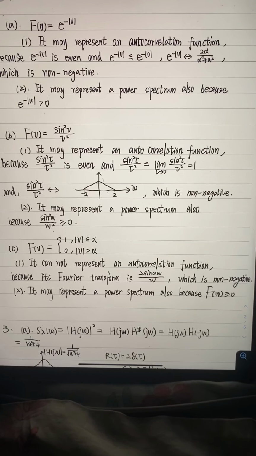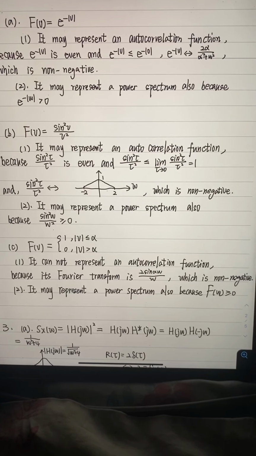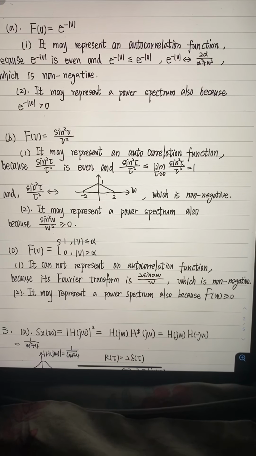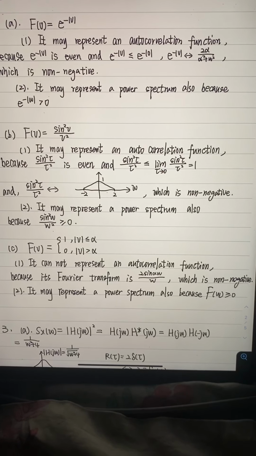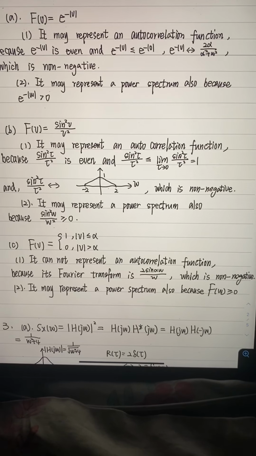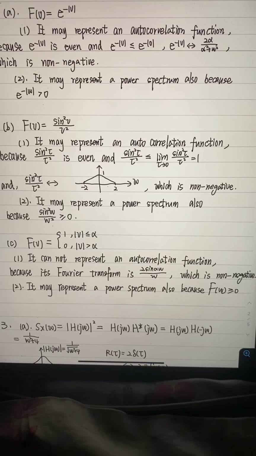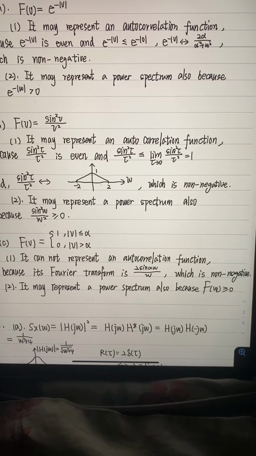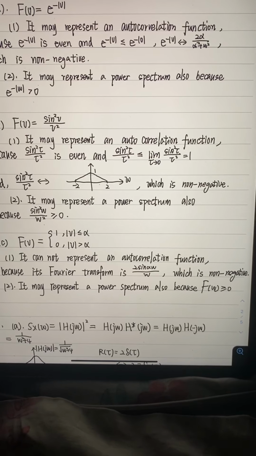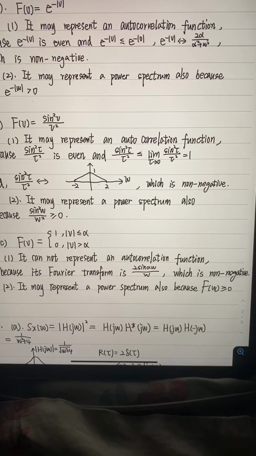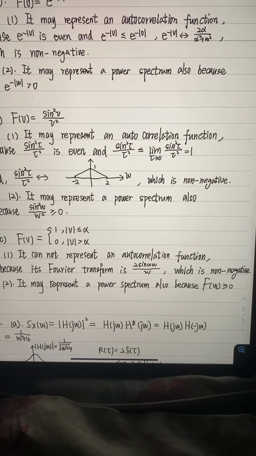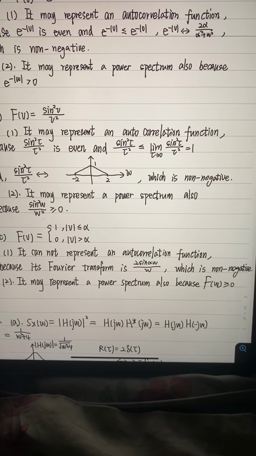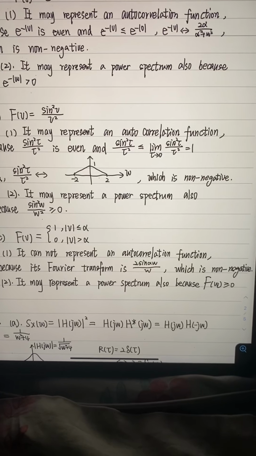And for the third part of the question, f(v) is equal to 1 when the absolute value of v is less than alpha, that is v is from negative alpha to alpha. Otherwise, when the absolute value of v is more than alpha, that is v is more than alpha or v is less than negative alpha, f(v) is equal to 0.